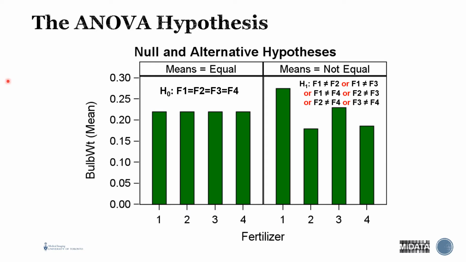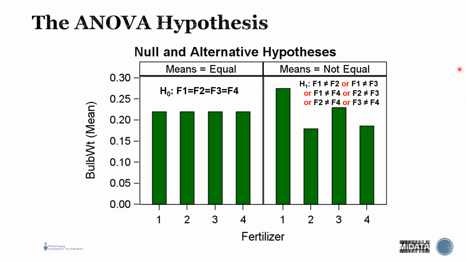So what are the hypotheses used in a one-way ANOVA? Well, you'll remember the null, of course, means that there is no statistically significant difference between the means of your group variable levels. In this case, we're using fertilizer as your group variable. There are 4 different types of fertilizers, and your outcome is bulb weight in tulips, let's say.